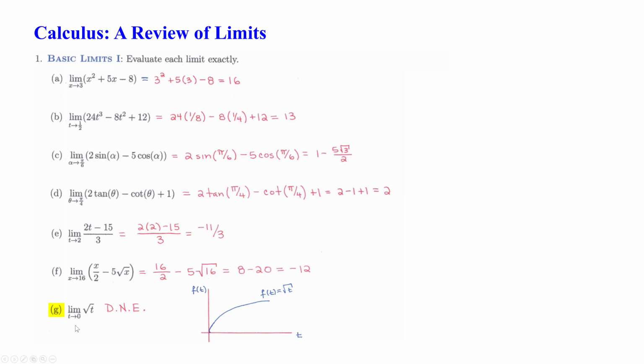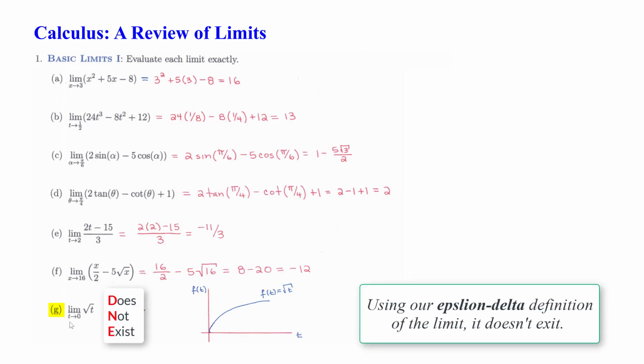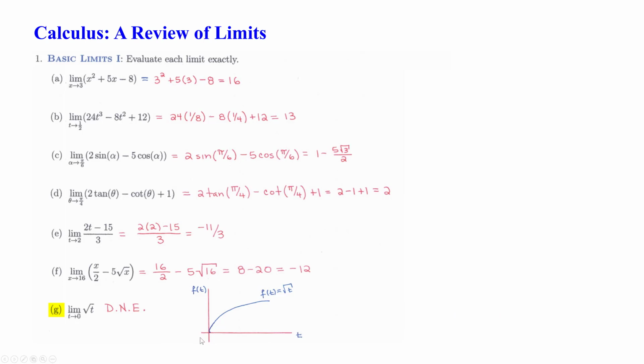Now, the square root function. So the limit as t goes to 0 of root t, that limit does not exist. Why? Because the limit concept is a two-sided concept, and the domain of the square root function is 0 to infinity. There's nothing on the left-hand side of 0.